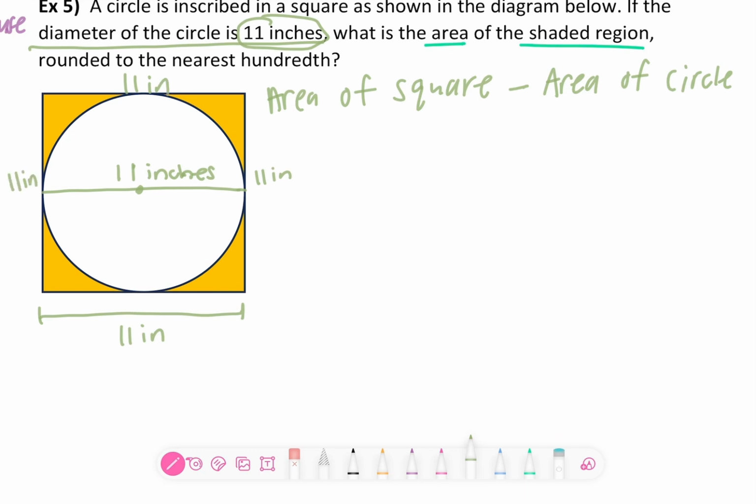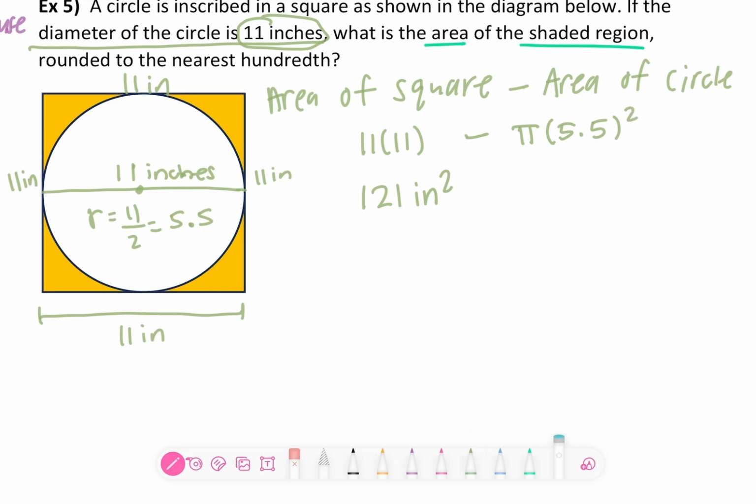And so it's going to be very easy for us to find the area of each now. Area of a square is just length times width. So that's going to be 11 times 11. So that's going to be 121 inches squared. Okay. It's just length times width. The area of the circle, of course, a little different. So you have to do minus pi times radius squared. Well, we don't have the radius. We have the diameter. So the radius is half of the diameter. It's 11 divided by 2, which is 5.5. Okay. So I'll plug that in, 5.5 squared.